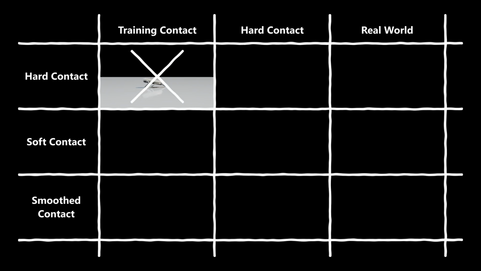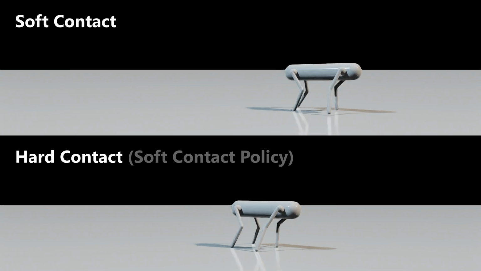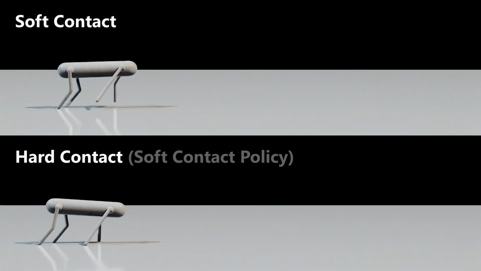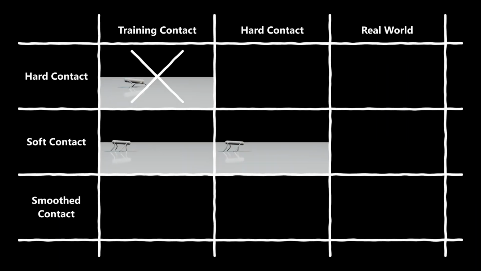A soft contact model used in recent works provides smooth gradients and thus enables successful learning. However, the learned behaviors do not transfer to the physically more realistic hard contact scenario, making the investigated soft contact model unsuitable for deployment.